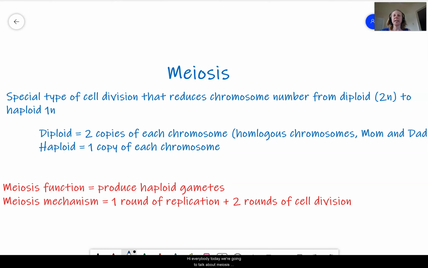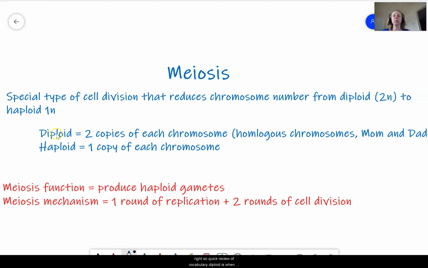Hi everybody, today we're going to talk about meiosis, and meiosis is a special type of cell division that reduces the chromosome number from diploid, like us, where we have 2 copies of each chromosome, to haploid, which is what our egg and sperm cells are, or our gametes that we need to make the next generation.